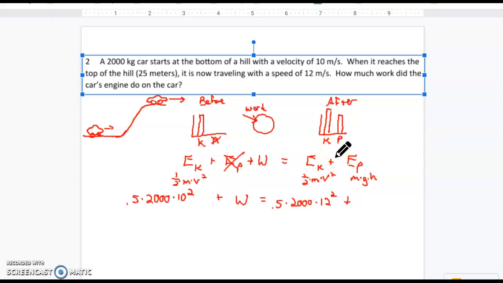Plus, now my potential energy, I had that. It's the mass of the car, 2,000 kilograms, times g for gravity, it's 9.8, times the height, and it's now the height of the hill, and it's 25 meters above the ground, or ground level, that level, and so 25 meters. So this is my setup, and that's the hardest thing to get to.